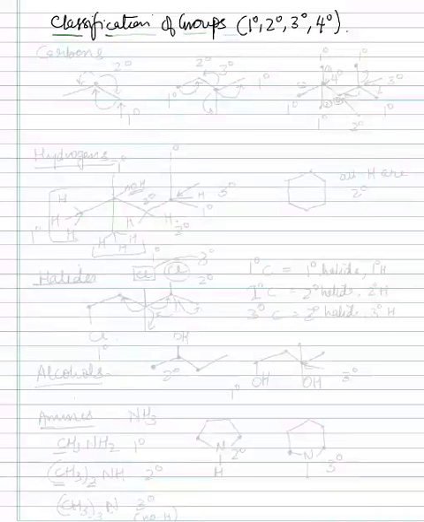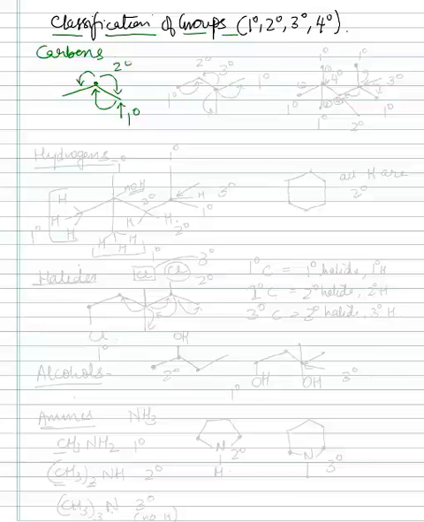Let's look at some classification of groups: primary, secondary, tertiary, and quaternary. First of all, what are these kind of groups? So we'll look at carbons first. Okay, and so we have this compound. Focus on the carbon. Here is a carbon that is attached to just one carbon, and therefore this carbon is considered to be a primary carbon. This carbon is connected to two carbons, and therefore it is known as a secondary carbon.